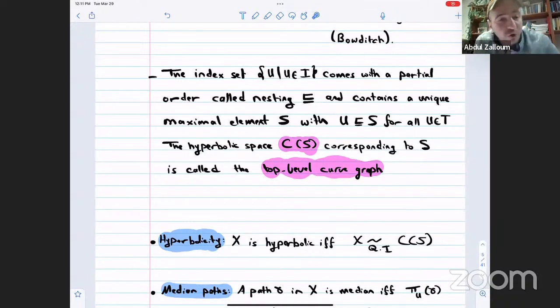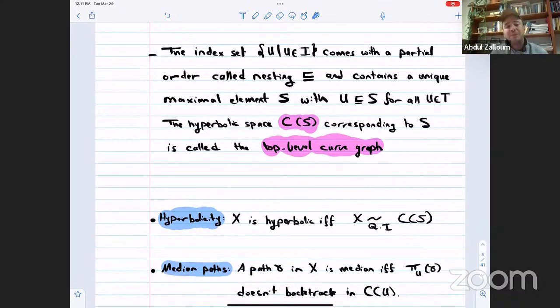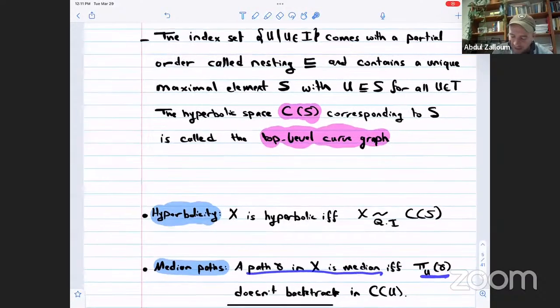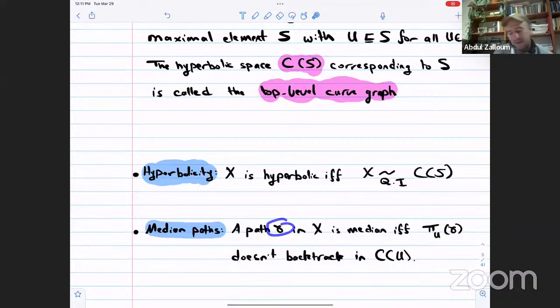Another thing that you can characterize purely in terms of projections to these hyperbolic spaces is the notion of median paths. I'm not going to tell you what a median path is. You can take this as a definition if you want, but a median path is something that's defined independently, aside from this property. And it turns out that a path is median if and only if, I hand you a path gamma, its projection to every hyperbolic space does not backtrack, right? It could backtrack by a uniform amount, but that's okay. You could backtrack by a distance 5, where 5 depends only on the HHS. But that's the idea.